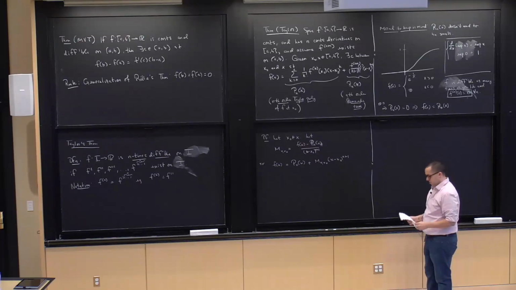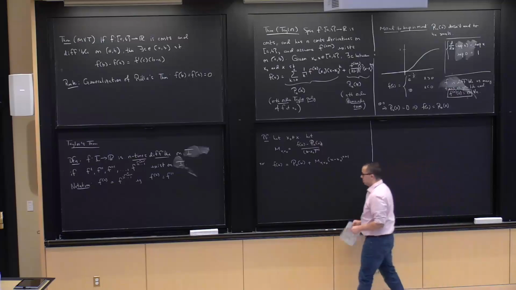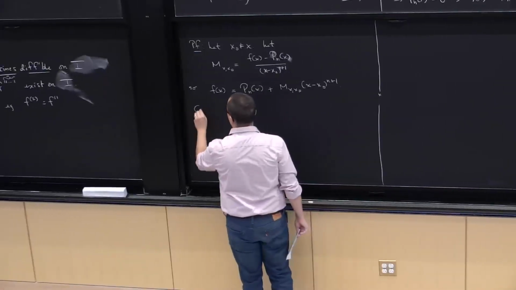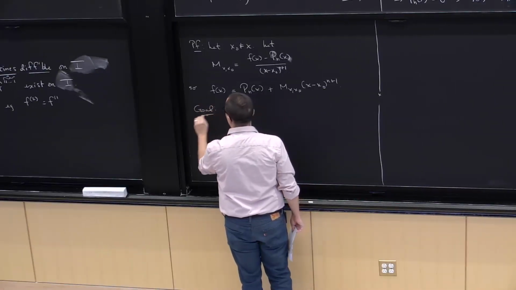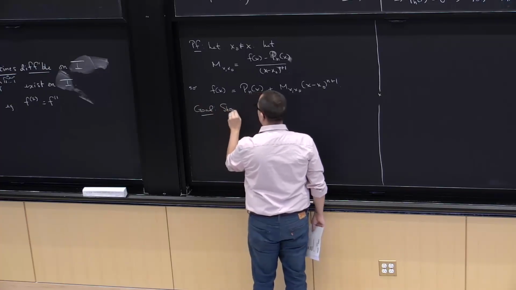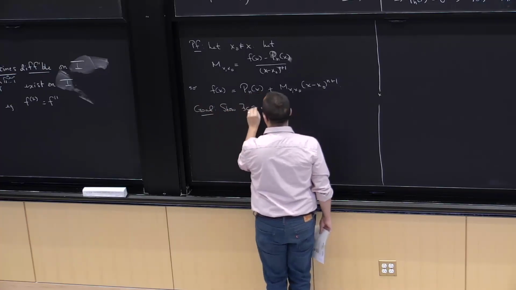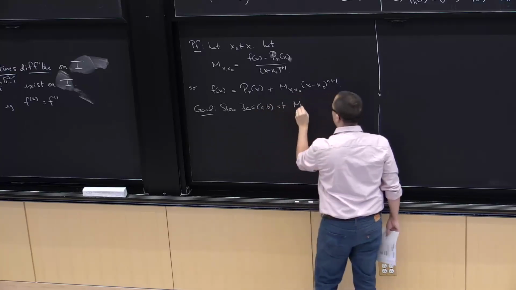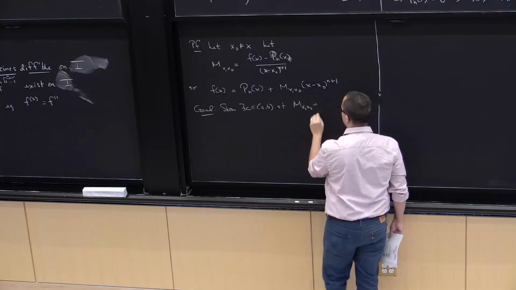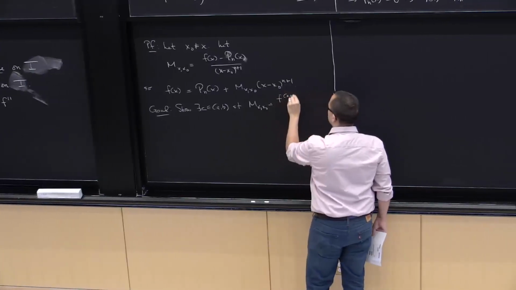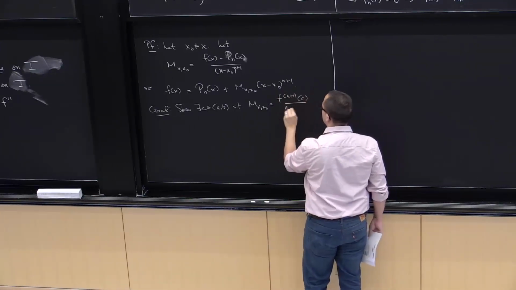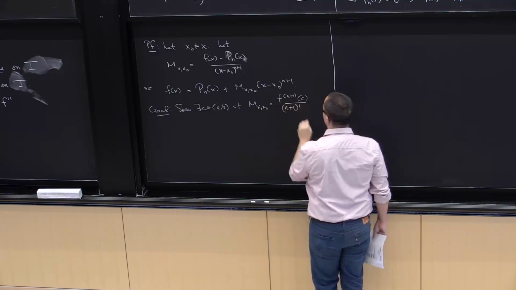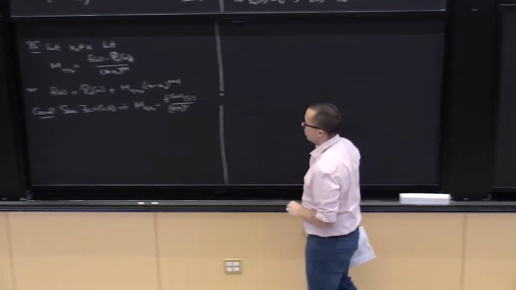Okay? So now the goal: show there exists a c in (a, b) such that M equals f^(n+1)(c) over (n+1) factorial. Okay?